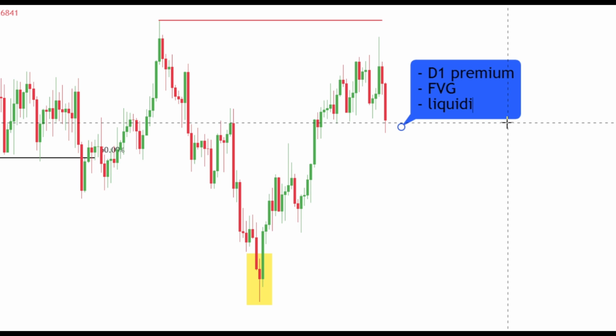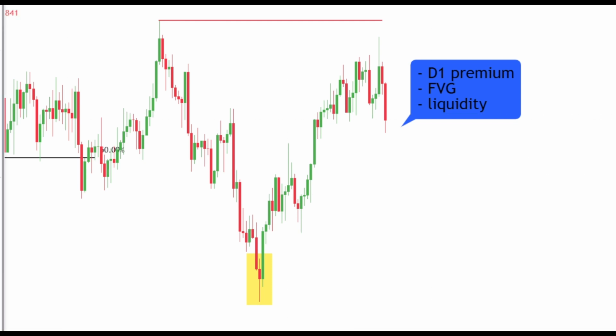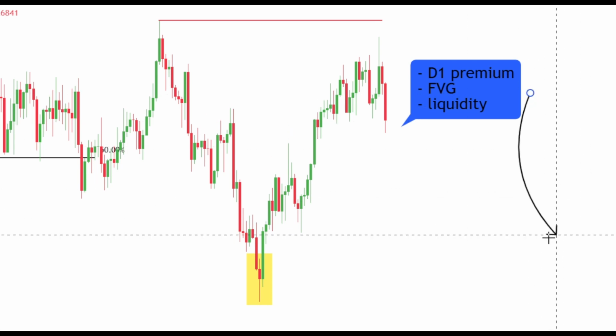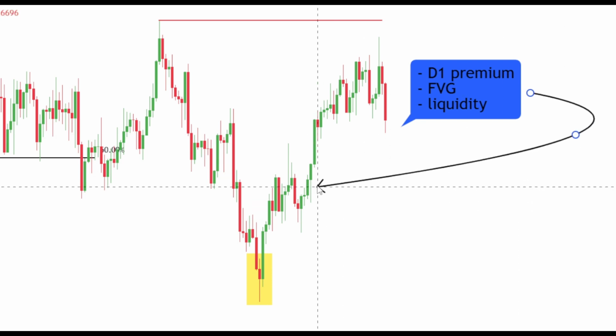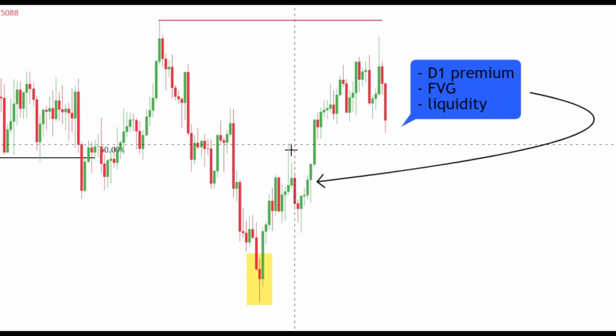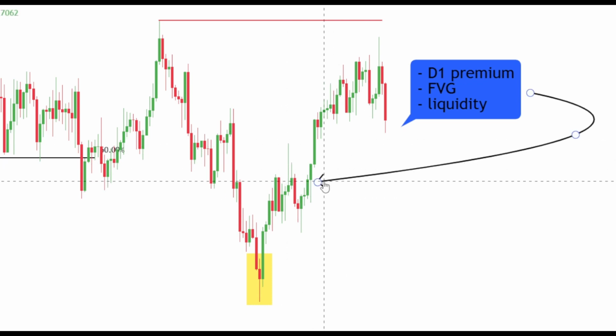For those who have seen my previous videos, we understand that the IPDA, or the interbank price delivery algorithm, operates from inefficiency to inefficiency, liquidity pool to liquidity pool, from premium down to discount. So the overall narrative I have for GBP USD is the following. I expect price to get down to this kind of level over here, because we have fair value gaps over here. We have a discounted fair value gap over here.